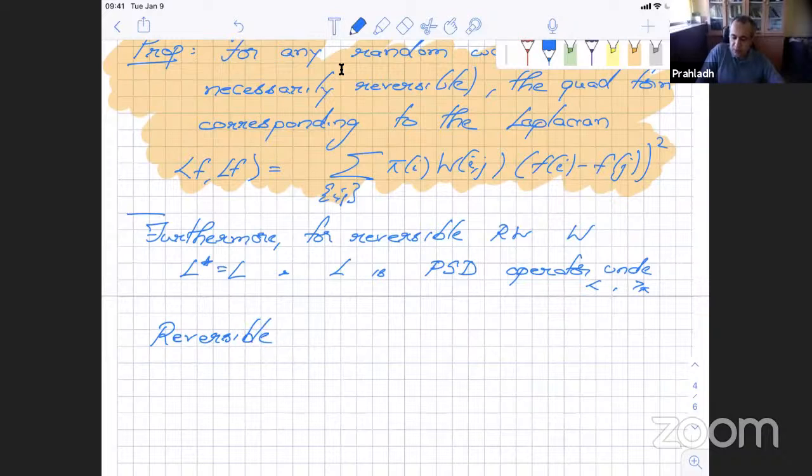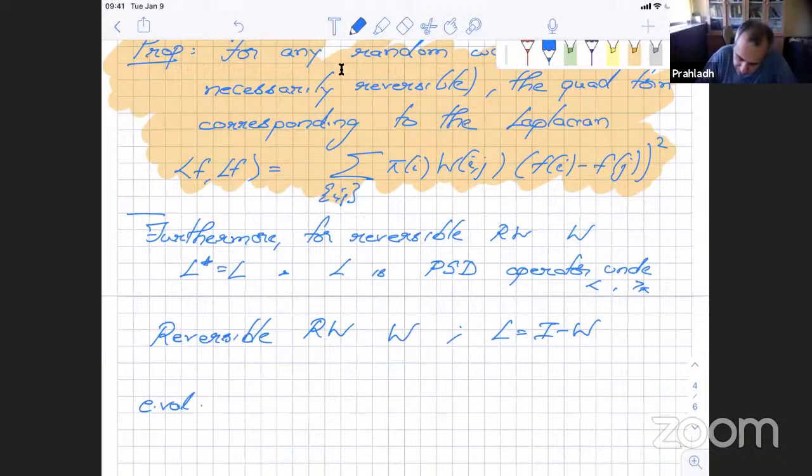For reversible random walks, we already saw that W had a full eigenspectrum, and L was just I minus W. Therefore, if V and omega are an eigenvector and eigenvalue pair for W, the same V and 1 minus omega will be an eigenvector and eigenvalue pair for L. Therefore its eigenvalues are exactly, and I'm going to write this in increasing order, lambda 1, which equals 1 minus omega 1, which is 0, less than or equal to lambda 2, which is 1 minus omega 2.